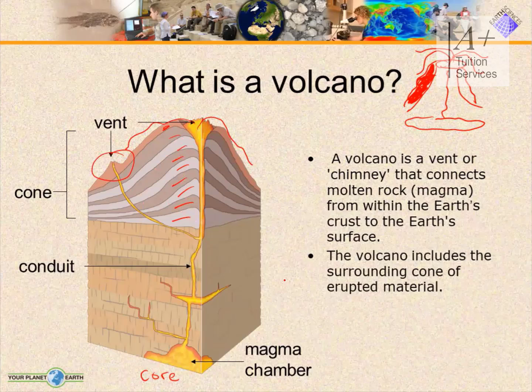A volcano, as I repeat, is a vent or chimney that connects molten rock or magma from within the Earth's crust to the Earth's surface. The volcano includes the surrounding of the cone of the erupted material. So the cone of the volcano is formed due to erupted material, which flowed over from the volcano's vent.